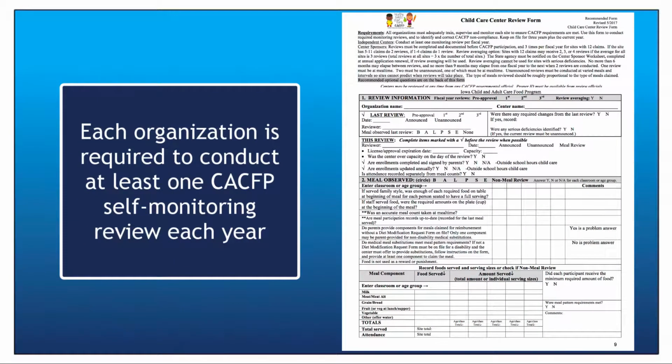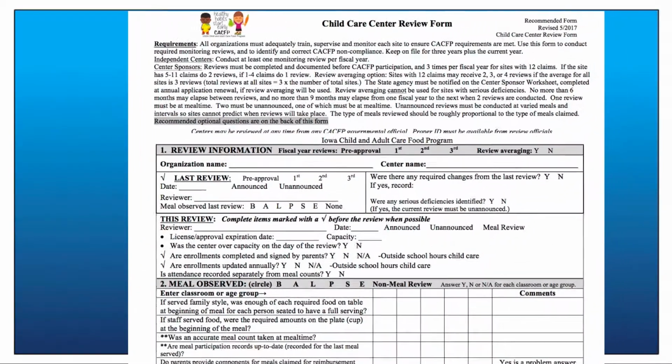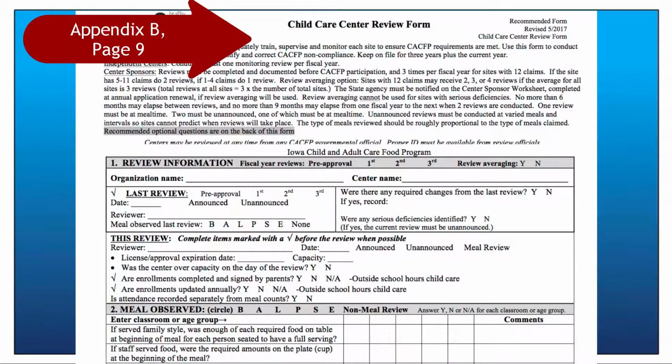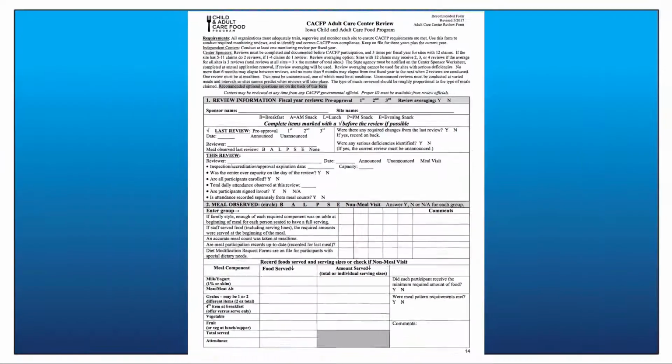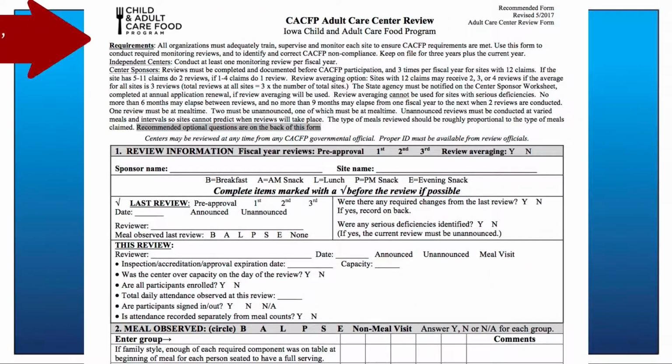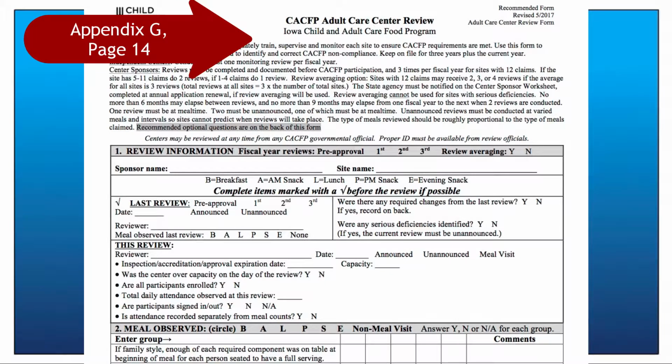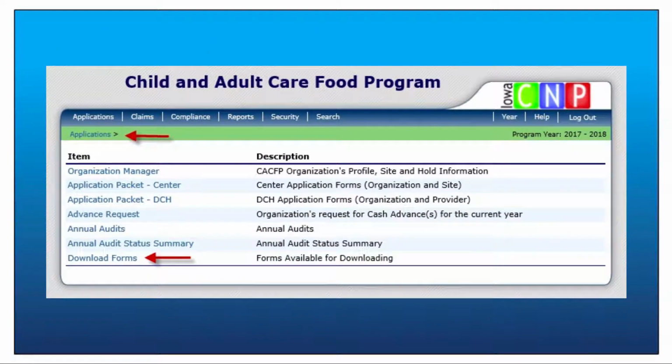Each organization is required to conduct at least one CACFP self-monitoring review each year. The form child care centers should use can be found in Appendix B. The form for at-risk programs is in Appendix D, and the form for use in adult care centers is in Appendix G. Each of these forms can also be found in download forms.